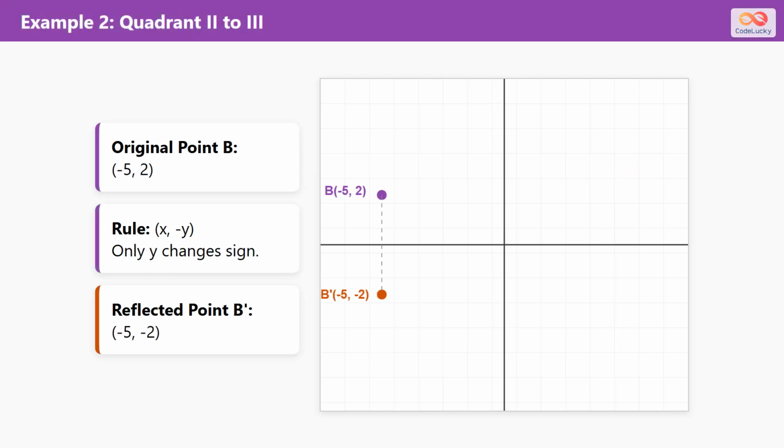Let's try another one starting in a different quadrant. Here is point B at (-5, 2). Following our rule, the x-coordinate -5 remains unchanged. The y-coordinate, +2, becomes -2, so B' is at (-5, -2).